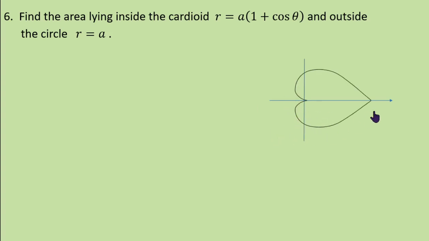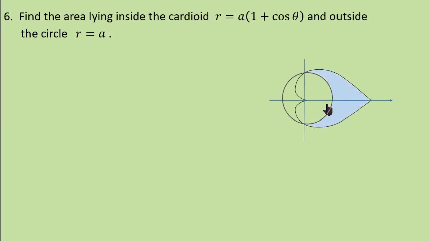And the cardioid figure, you know, when theta is 0, r becomes 2a. When theta is pi by 2, r is a. When theta is pi, r is 0, like this. So this is the cardioid and this length is a, because when theta is pi by 2, cos pi by 2 is 0, so r becomes a. With the radius a, draw a circle. So you want the area inside this cardioid and outside the circle, and hence the required area is this one.